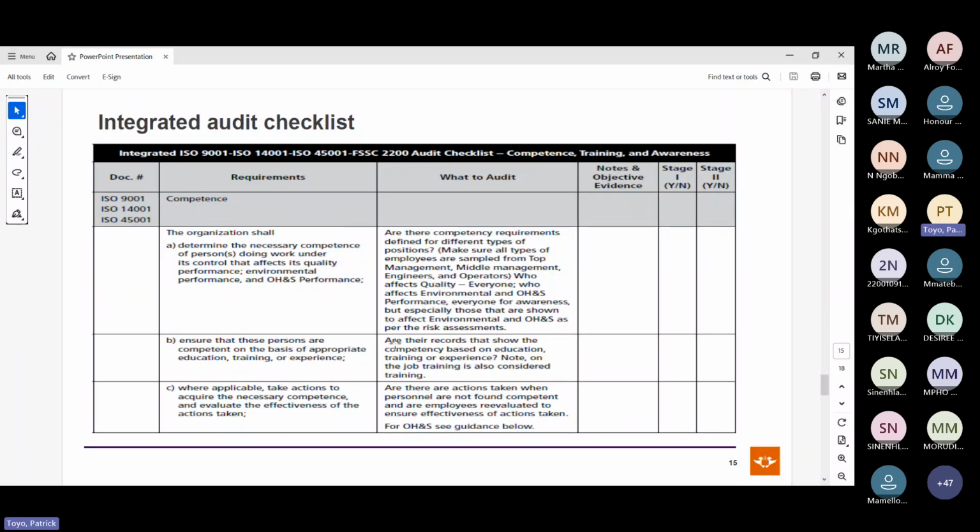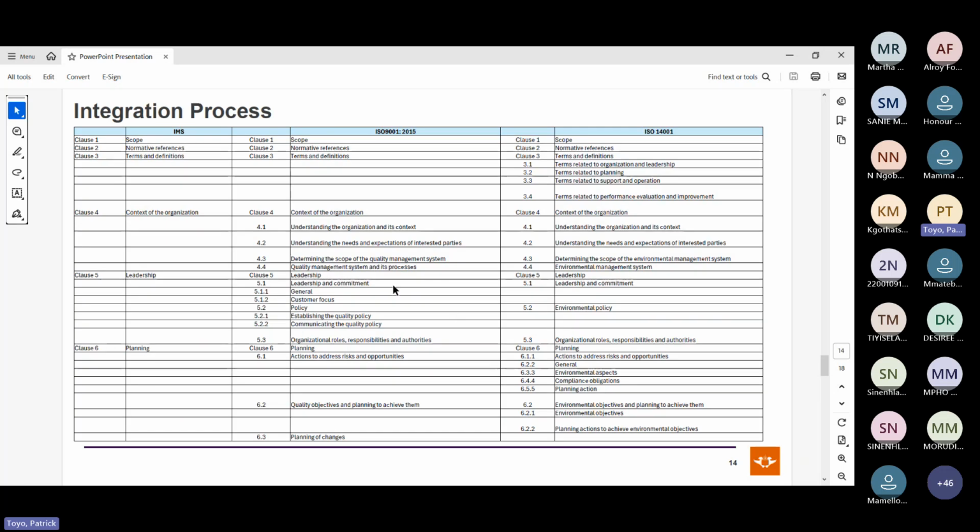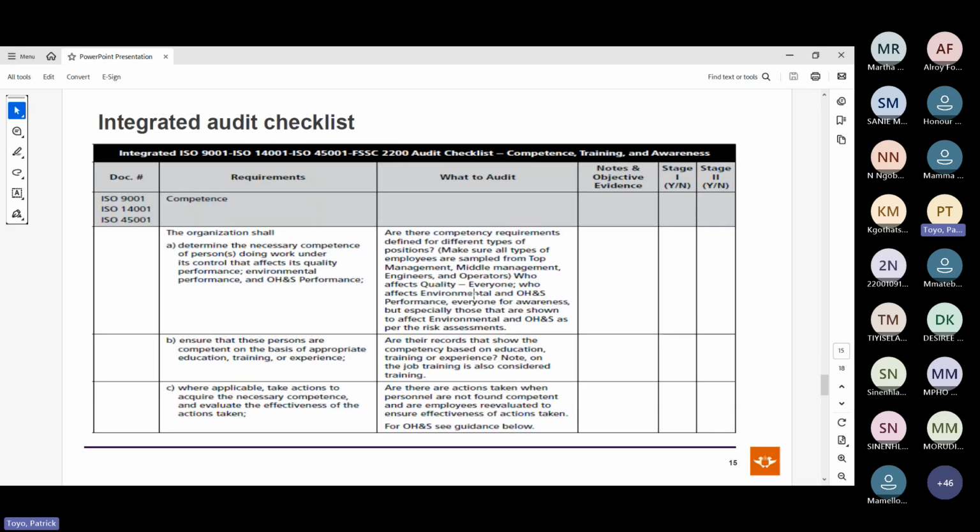And then, of course, out of here, you are able now to put a checklist like that, where you're going to be putting your three systems into what you're going to be auditing. Under competence, you've already put here what to audit. I'm going to be asking them, are there competency requirements defined for different types of positions, etc. So as an auditor, you come prepared with all these things.